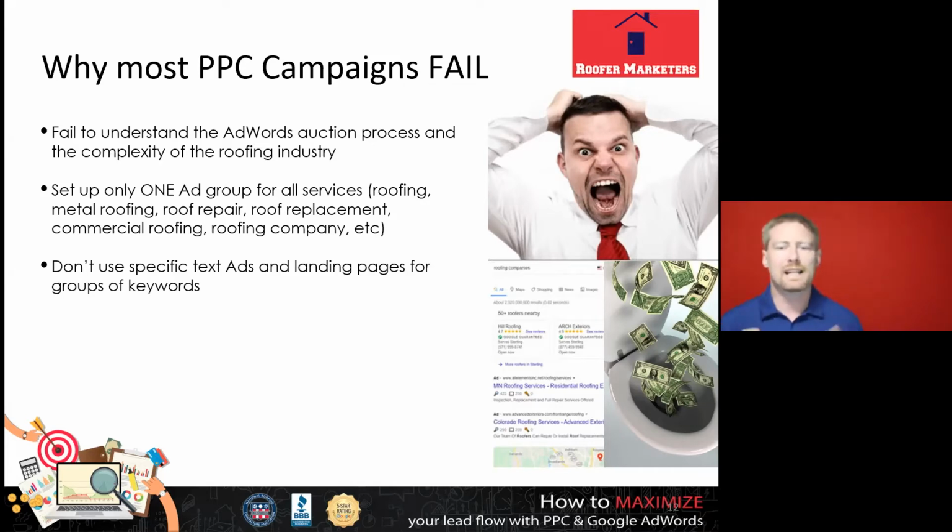They don't use text ads and landing pages for the groups of keywords. And what I mean by that is if somebody types in roof repair, then your ad copy, your text ad, should have the phrase roof repair in it, right? And then your landing page that they go to, if they click on your ad, should talk about roof repair and the benefits and the fears of a person searching for roof repair. So, use specific ad text and landing pages for each group of keywords, right?